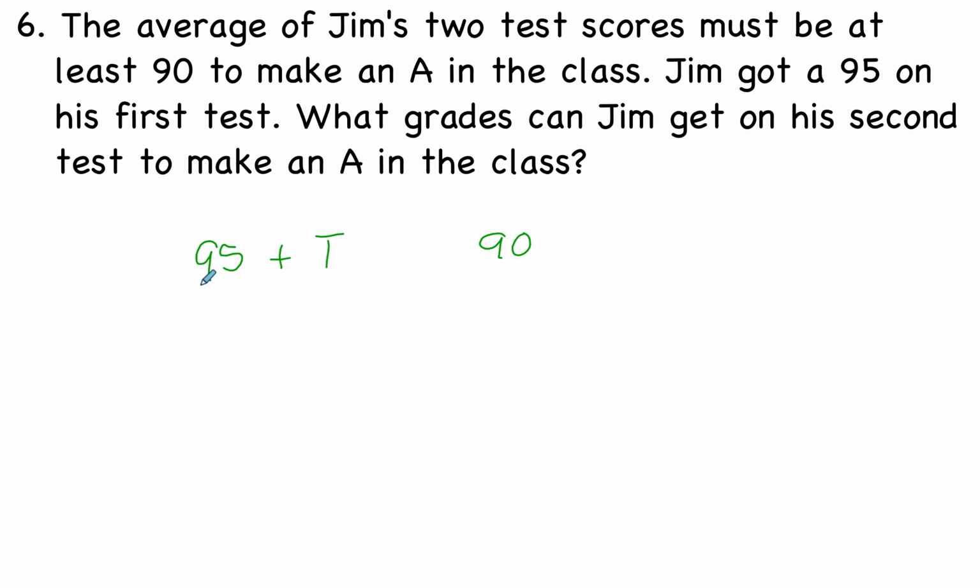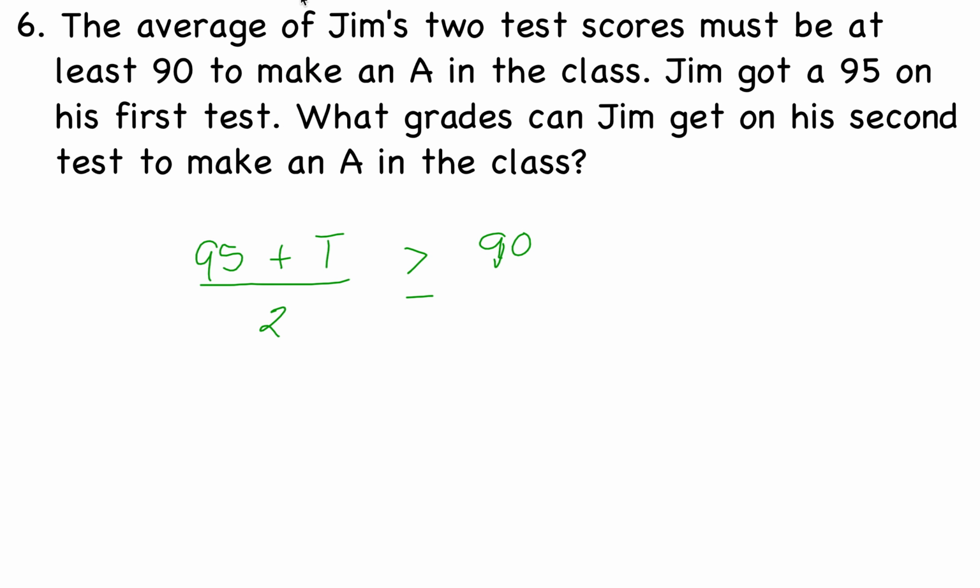And to calculate the average, we add them up and divide by how many we have. Well, we're only dealing with 2 tests. So we're going to add the 2 tests and divide by 2. And that number has to be greater than or equal to 90. So it can be bigger than 90, and then he would still get his A, right?